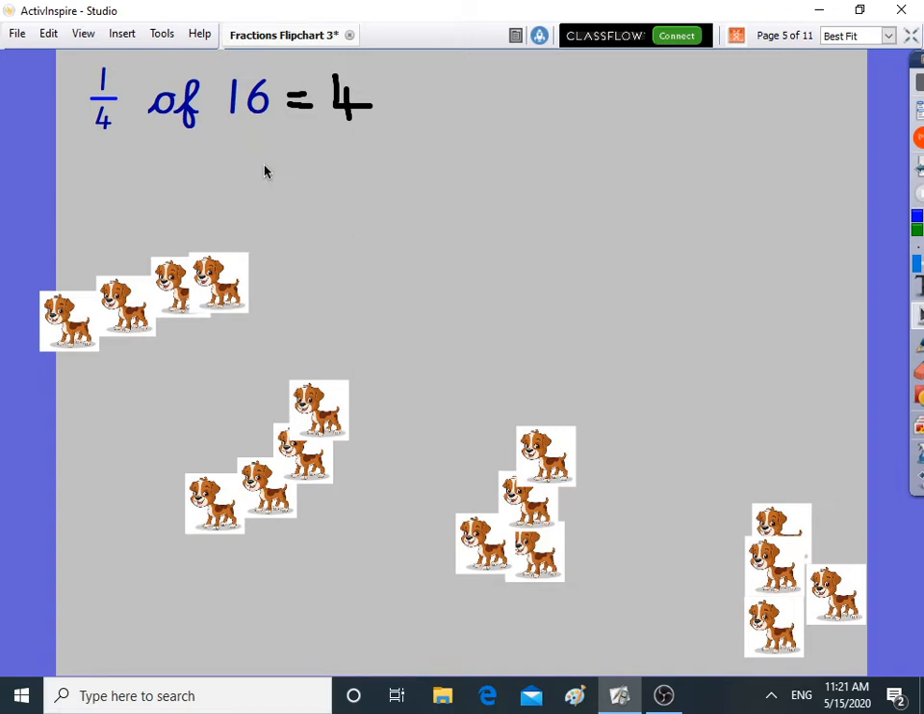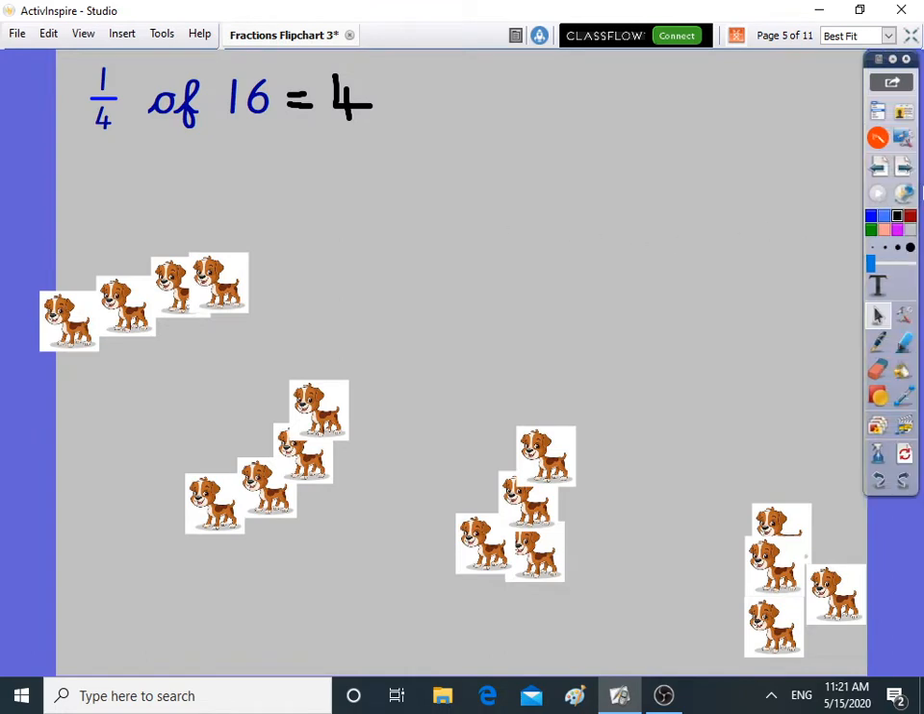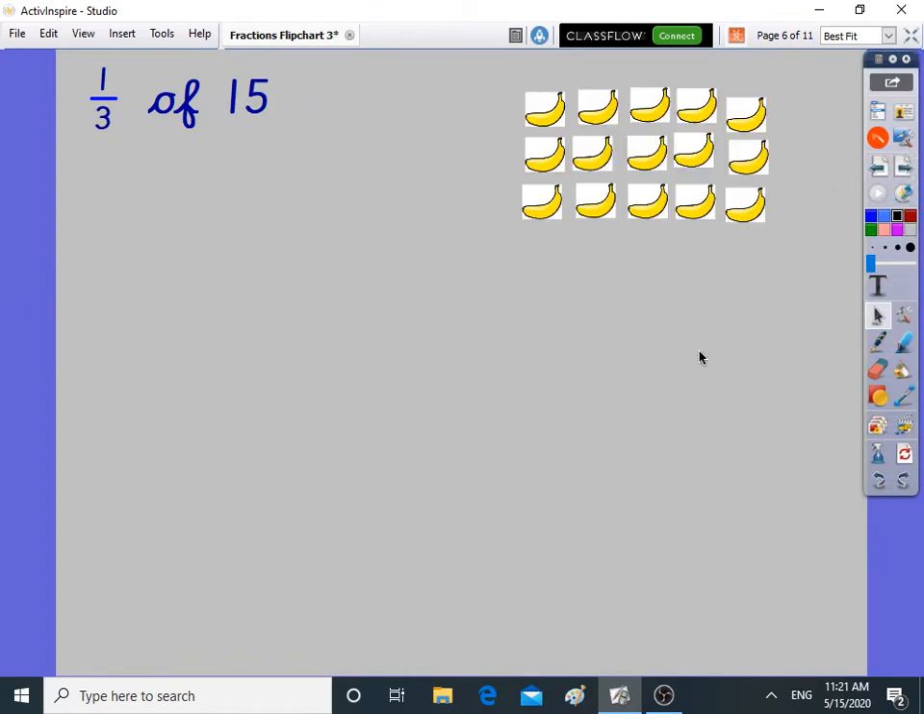It's kind of the opposite to times. This is divide, which is the opposite to times. But the great thing about it is you can still use the songs. Let's move on. 1/3 of 15.